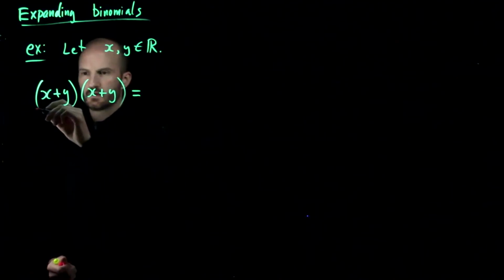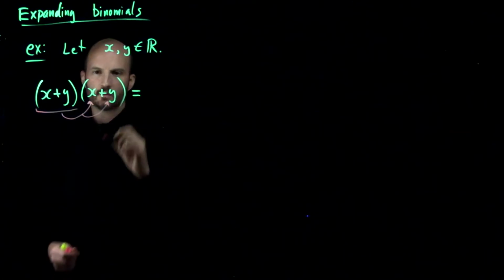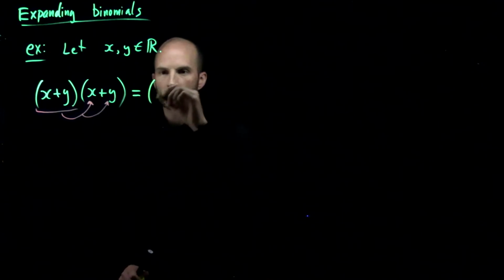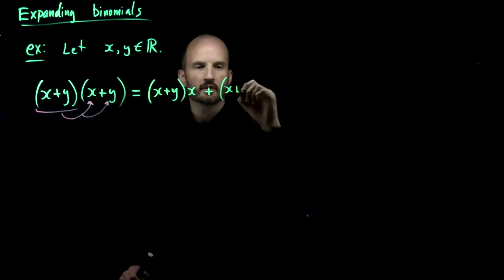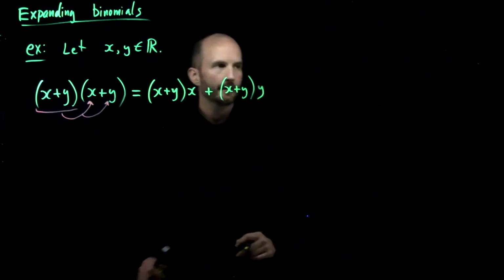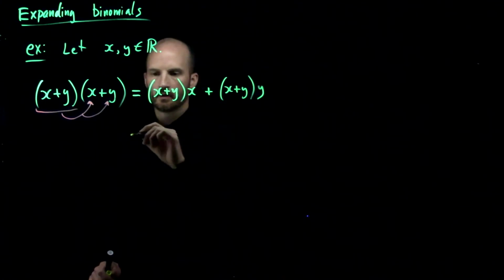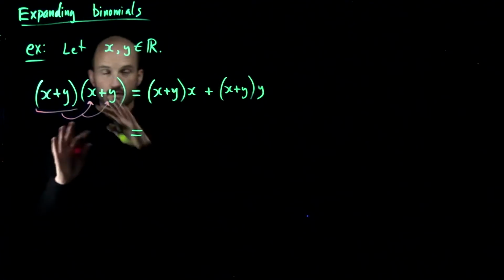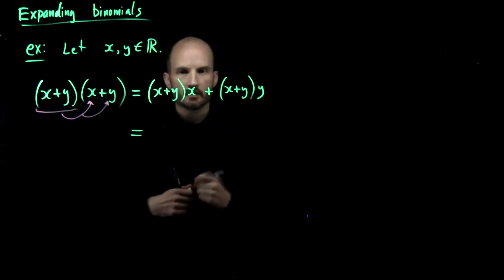I'm going to do this guy. I'm going to multiply it to the x and also to the y. So I get x plus y, x plus x plus y, y. So this product here, so this is all real numbers. No dot product, no cross product, nothing funny. We're just remembering what distribution is.